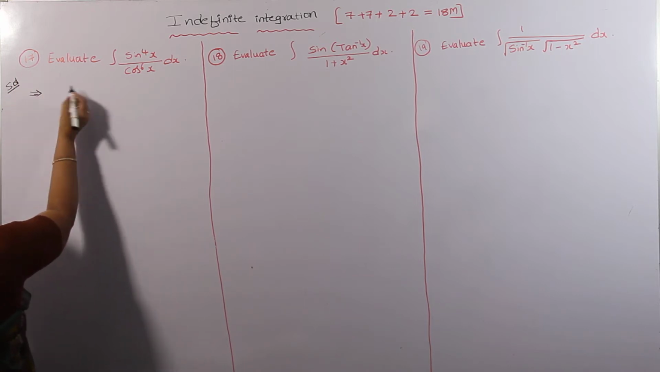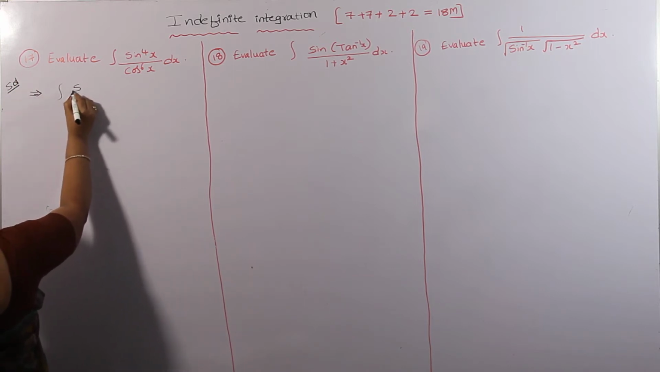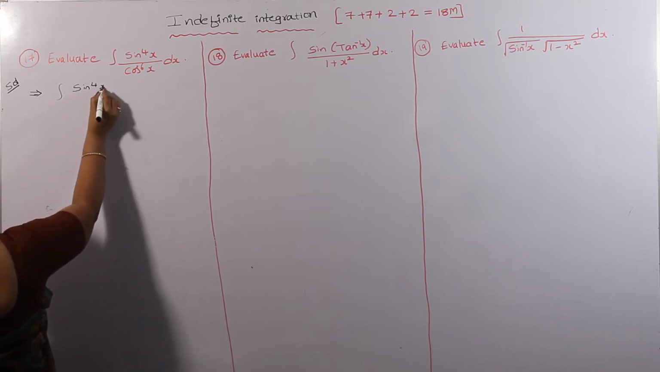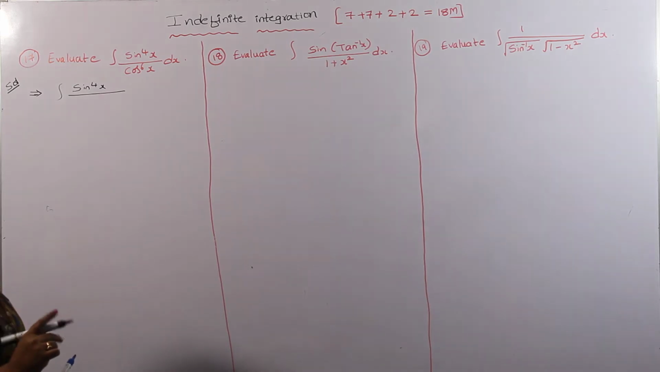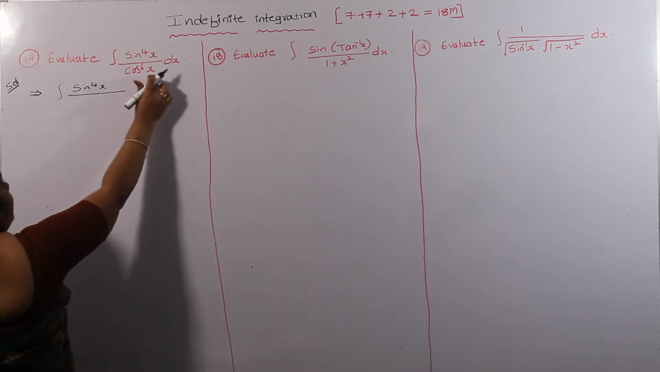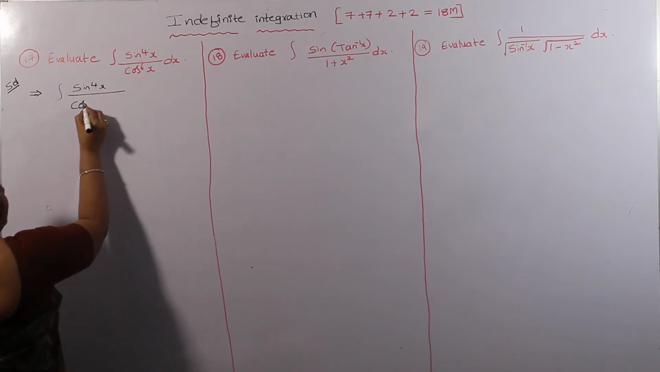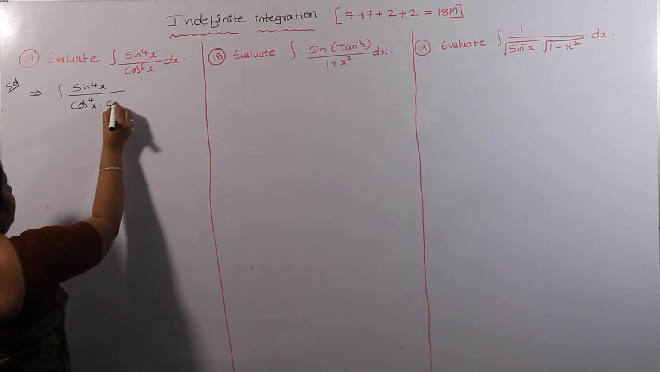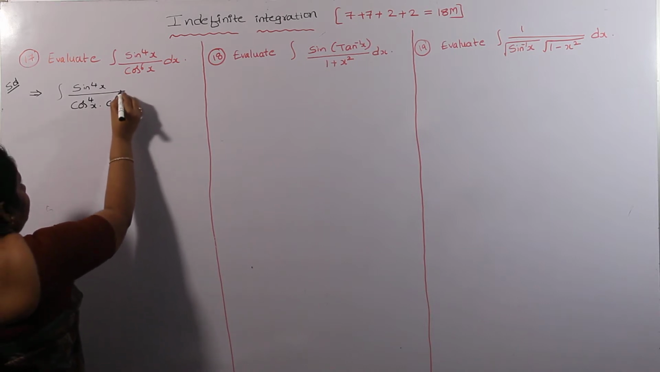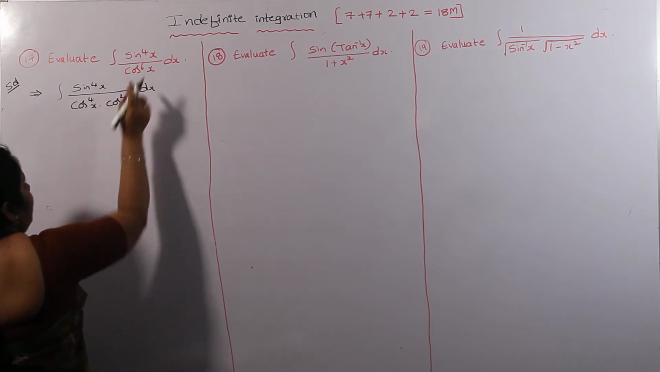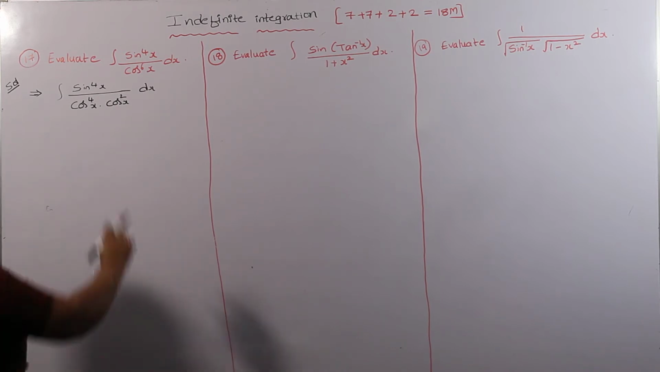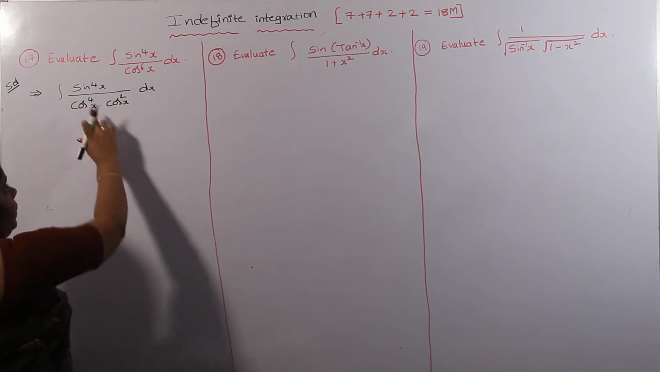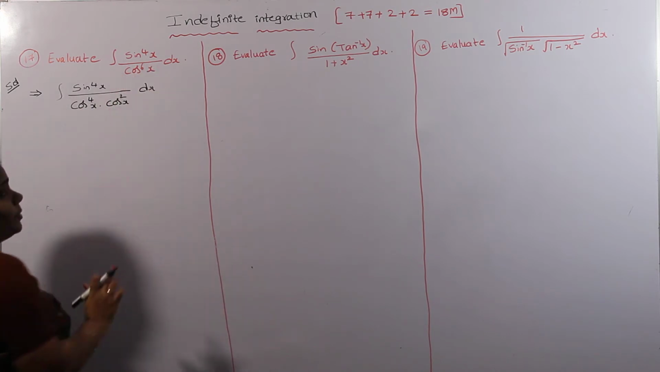I am explaining. In the integral, take the numerator sin^4 x as it is. Cos^6 x can be written as cos^4 x into cos^2 x. The bases are equal, so the powers should be added: 4 plus 2 is 6. We get cos^6 x only.